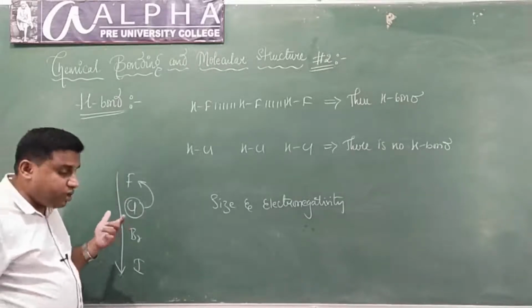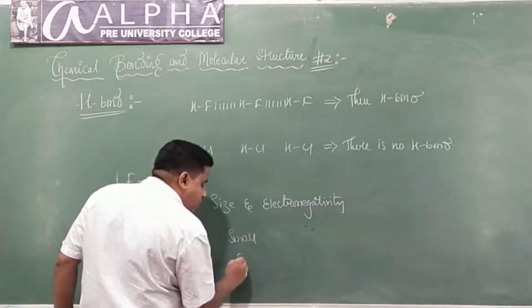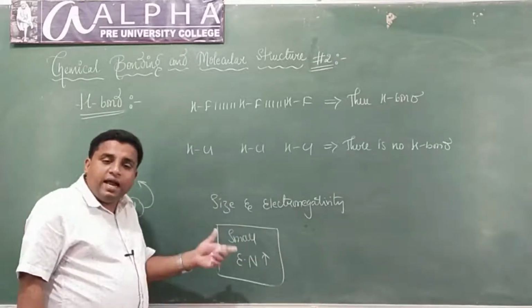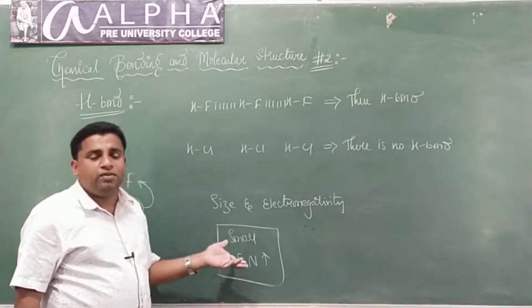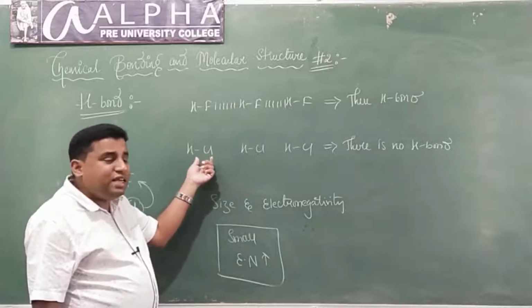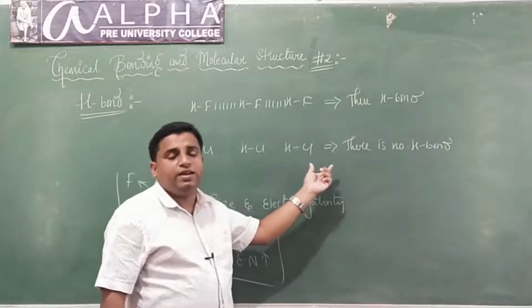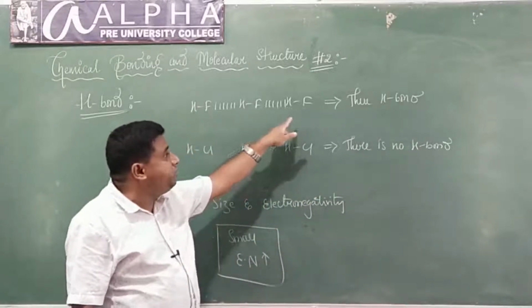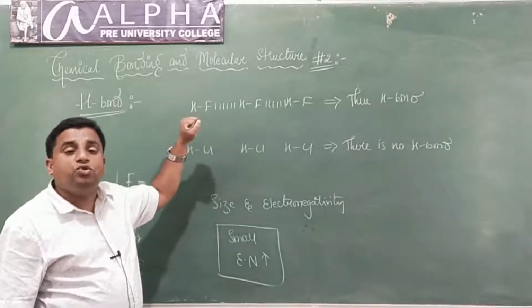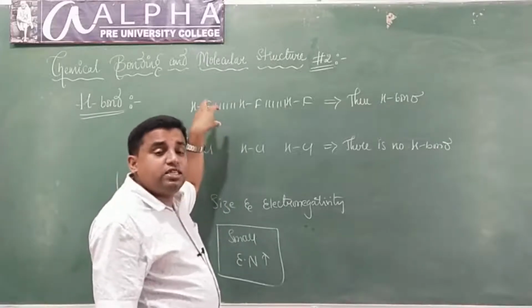But for hydrogen bond, size should be small and electronegativity should be high. I told you the rule: smaller the size and higher the electronegativity, stronger will be the hydrogen bond. Here, chlorine is a bigger atom and less electronegative when compared to fluorine. That is why there is no hydrogen bond between HCl molecules, but there is hydrogen bond between hydrogen fluoride molecules, because fluorine is a small atom and highly electronegative.